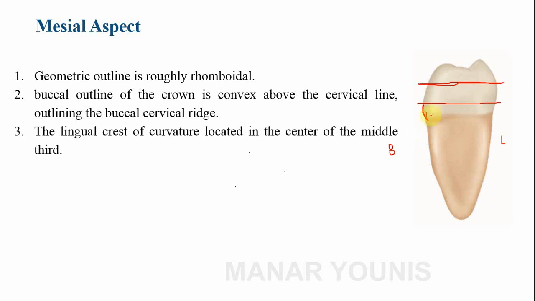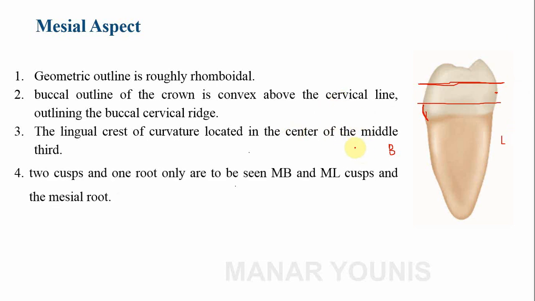The lingual crest of contour is in the center of the middle third of the crown, and the lingual outline of the crown is more convex compared with the buccal outline. From this aspect, only two cusps can be seen and one root. The two cusps are the mesiobuccal, which is the flat cusp, and the long and sharp and pointed mesiolingual.